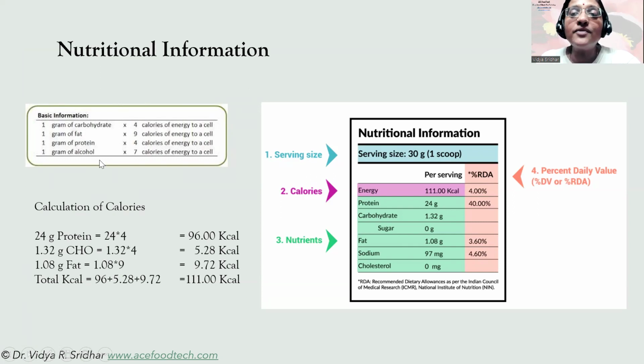So 1 gram of carbohydrates gives you 4 calories or kilocalories of energy. Now, if you have in this label 24 grams of protein, you just multiply it by 4 and you get 96 kilocalories. Similarly, you do the rest for carbohydrate and fat as given in the left side of the label, and you will get all these kilocalories which you can add up, and then you will see that it adds up to 111 kilocalories, which is present in the label right now. So that adds up to the total energy of that product.